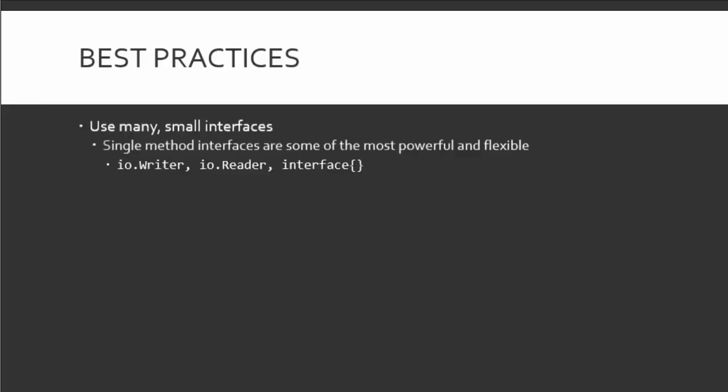Now, some examples that are in the Go standard library are the io.Writer interface, the io.Reader interface, and the empty interface. These are arguably three of the most powerful interfaces in the entire language. And if you think about it, Writer has one method, Reader has one method, and the empty interface has 0 methods. So it's interesting support to the argument that smaller interfaces are better, that some of the most powerful interfaces in the language contain 1 or 0 methods on them.